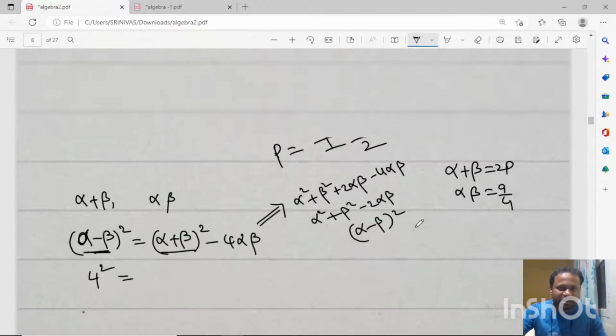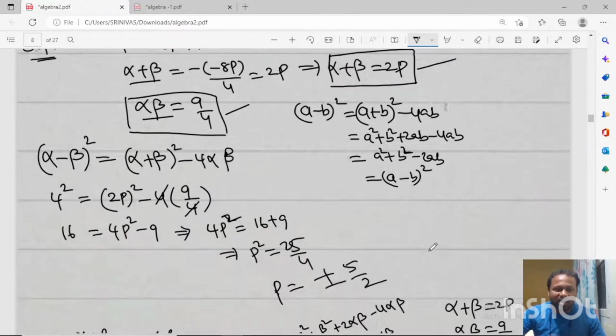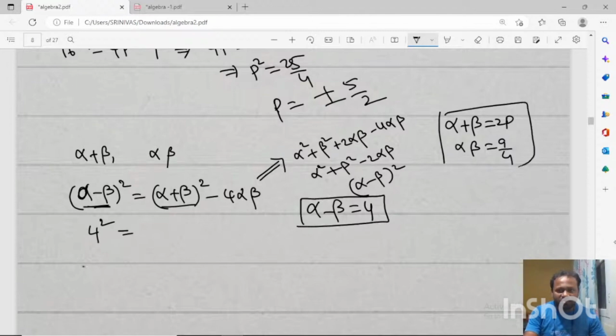Vanita, please try to understand. Just what I got: sum of the roots, product of the roots. And after that, I am substituting in this because the difference is given. Alpha minus beta is equal to 4. So alpha plus beta you have 2p whole square. It is not the lengthiest one, it is the easiest one. Alpha beta is equal to 9 by 4. Just from this you need to find.